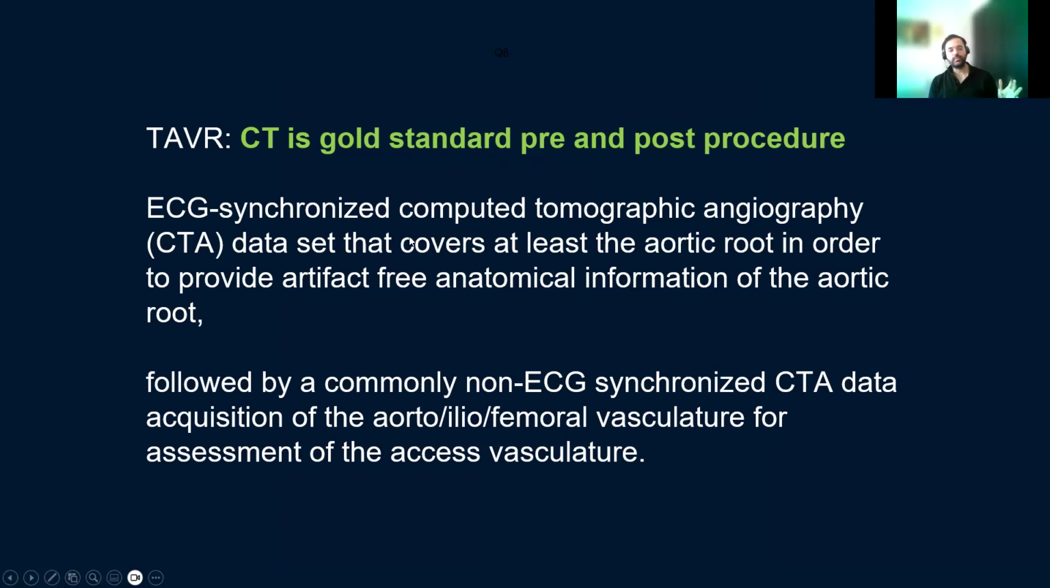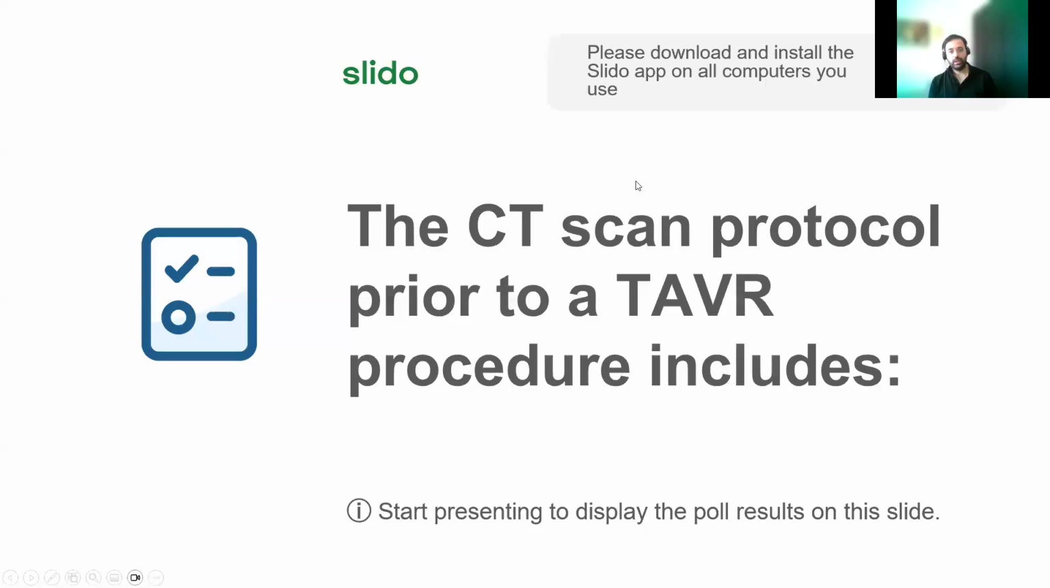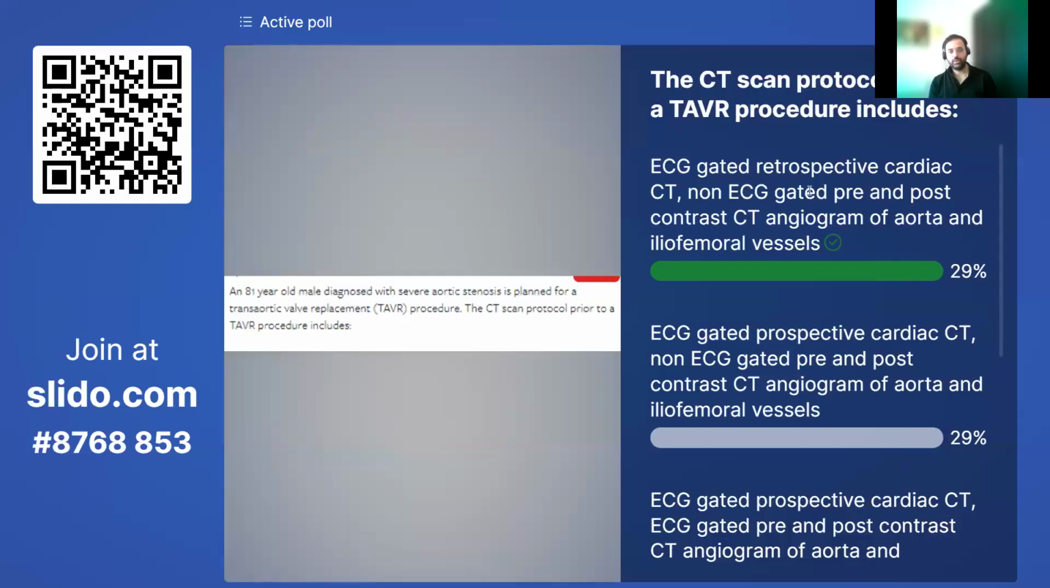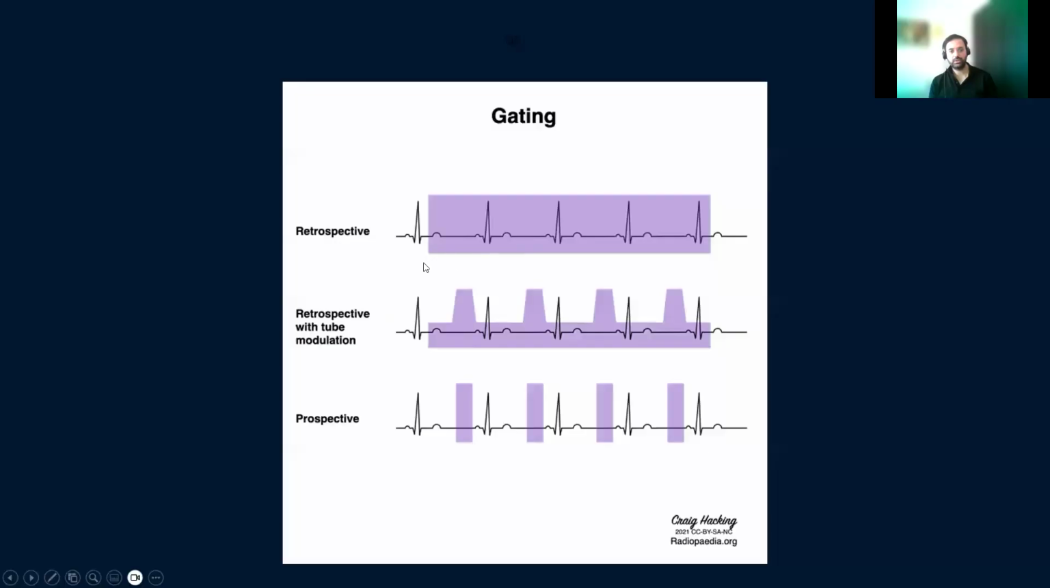Now, pre-procedure assessment, you have to image the heart, and it has to be a retrospective acquisition, which is what is mentioned in the answer, right? It is not a prospective acquisition. We are not worried about radiation as such. The reason being, these patients are usually 70-year-olds and 80-year-old patients.